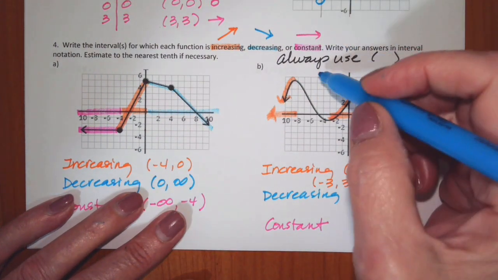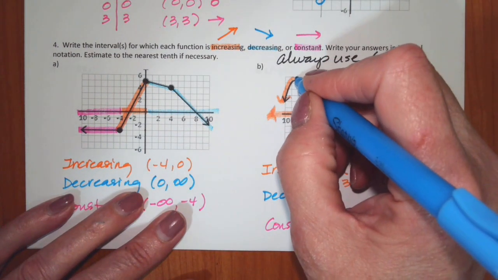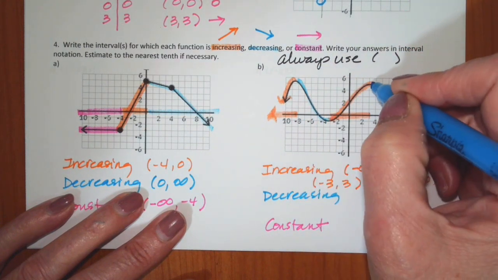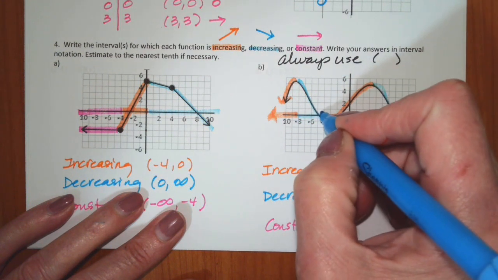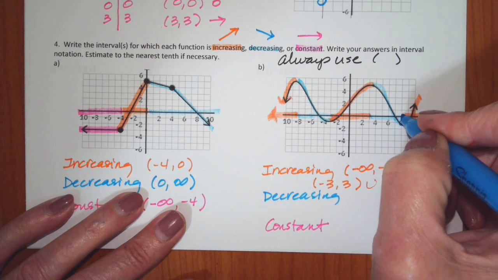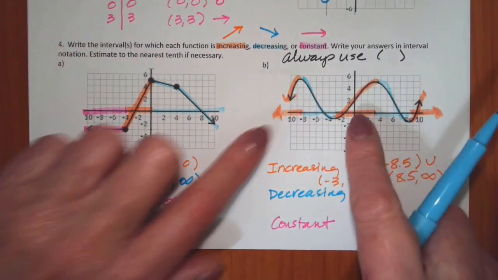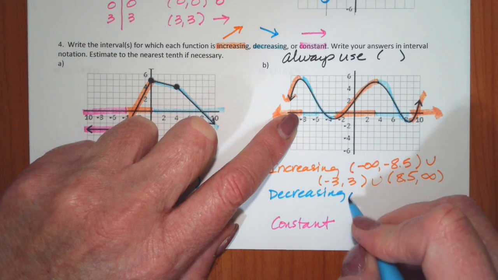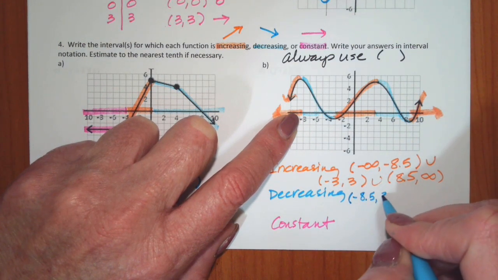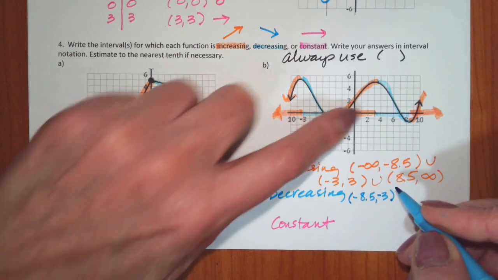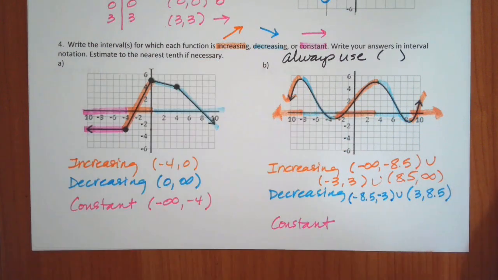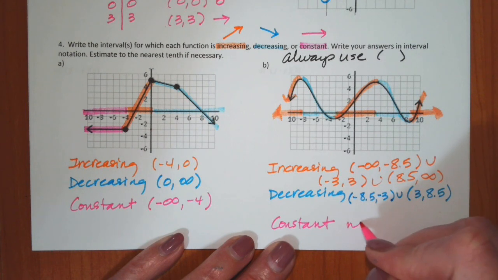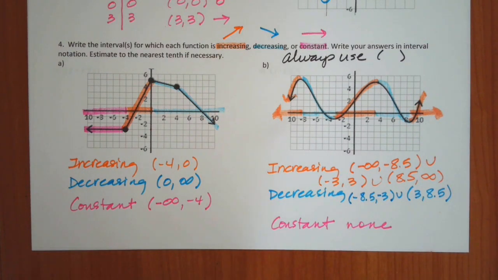So now I'm going to look at where it is going down from left to right. So here and here. So from here to here and from here to here. So this here looks like it's going from -8.5 to -3, excuse me, and then from here from 3 to 8.5. Remember, you are looking for the values of x for which this is occurring. And I wrote that down, so I'm going to go ahead and fill it in that it's none.